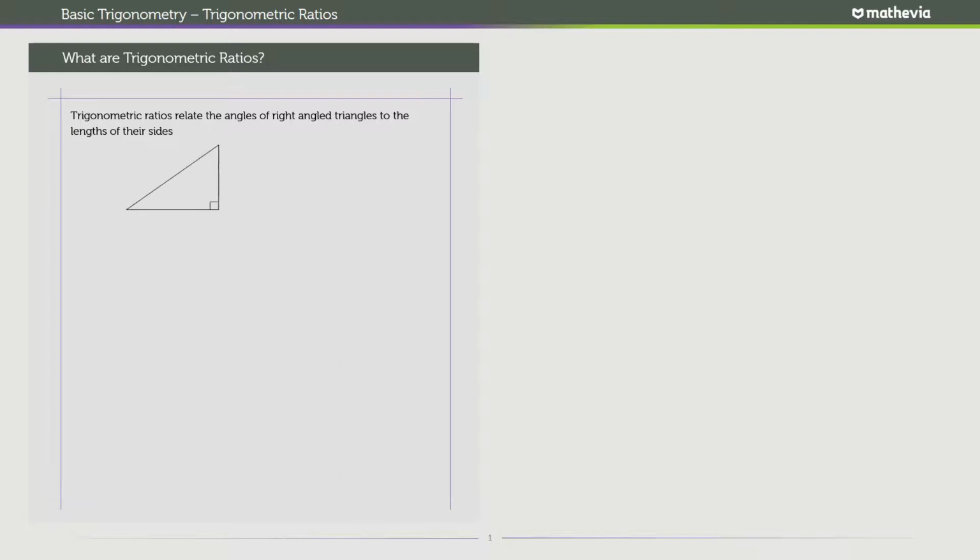Now, you have a right angle triangle like this, and we have an angle here we call theta. We usually refer to this as the reference angle, and this angle is actually very important.